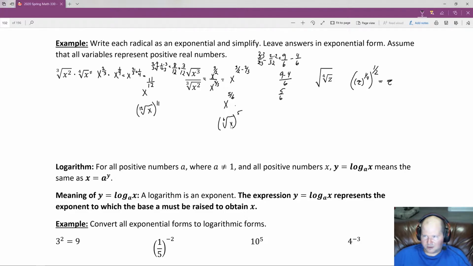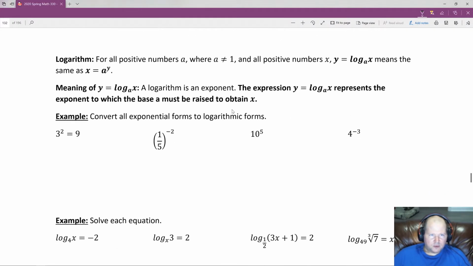Right? So we end up multiplying these together. So we'd simply say 1/2 multiplied by 1/4, which gives me 1/8. So it's z to the 1/8 power. And we could write this as the 8th root of z if we wanted to. Okay, now we're going to move into logarithms.